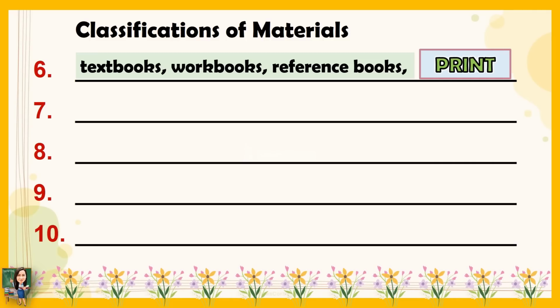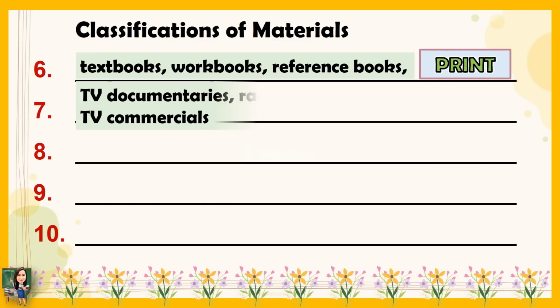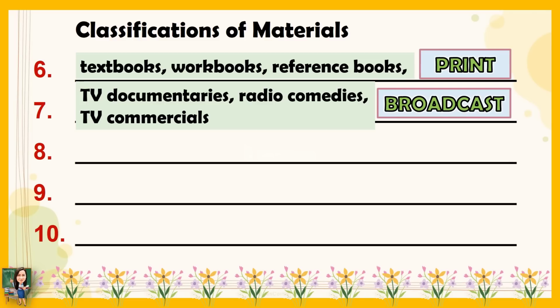Number 7. The remaining are TV documentaries, radio comedies, and TV commercials. What kind of material are these? Very good. The kind of material is broadcast material.